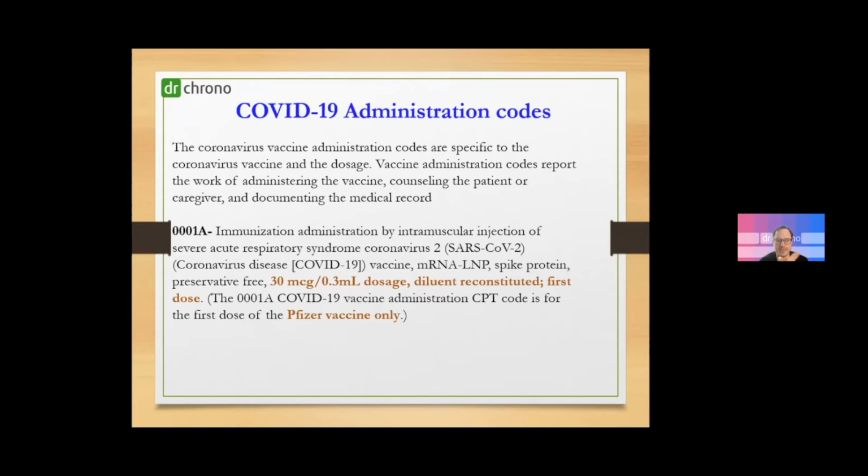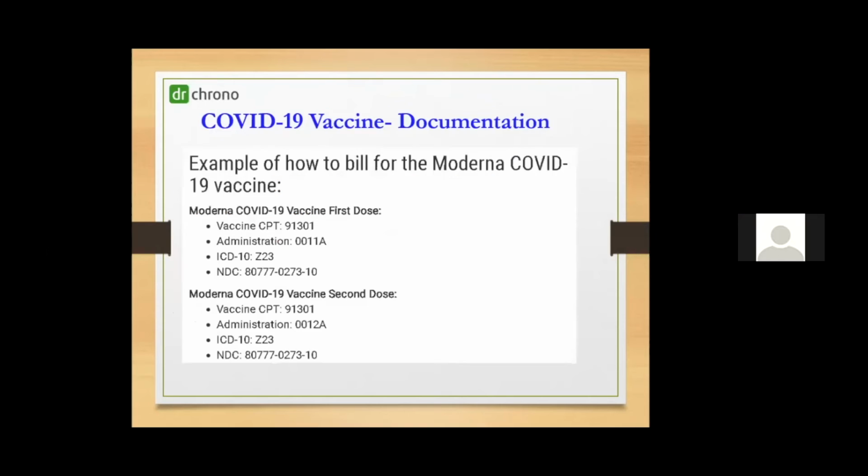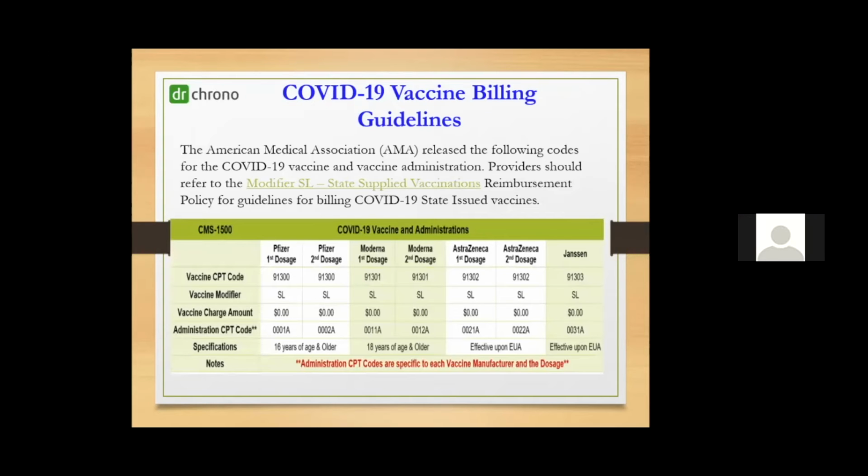Okay, so we need the administration code if it's from the government, but we don't need the CPT code. So say the government is giving it away for free. For every type of vaccination, for example Moderna, AstraZeneca, they have a unique CPT code, and for that specific type of vaccine, there's a separate administration code. When a provider bills, they have to bill the code for the vaccine, and also a separate administration code for giving the vaccination to the patient. They have to bill both.